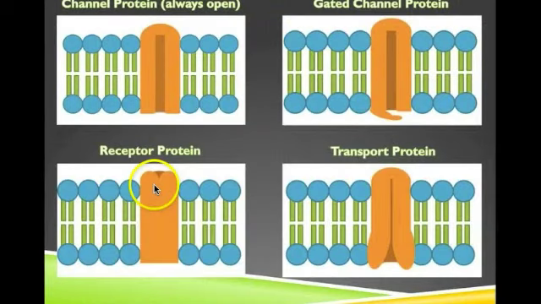Here are 4 types of proteins that are embedded in the membrane. There are protein channels, which are always open, gated protein channels, receptor proteins, and transport proteins. Other than the receptor, these are all involved in the transport of molecules across the membrane.